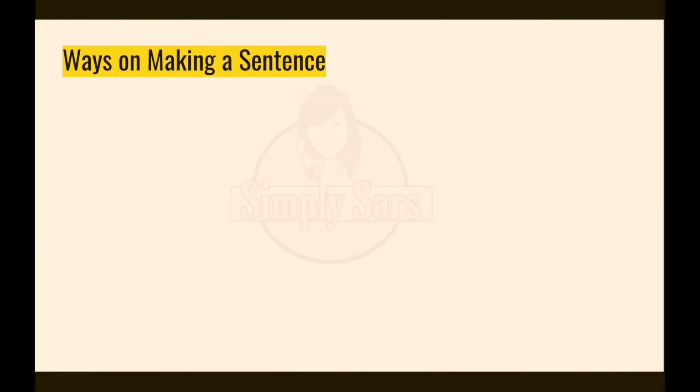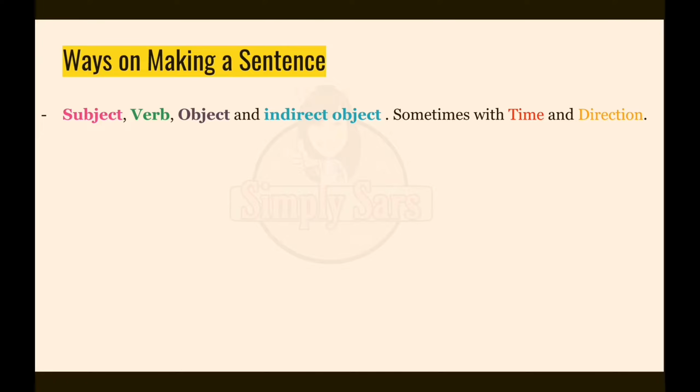So there are ways of making simple sentences, pero kailangan alam mo muna kung ano ang subject, alam mo ang verb, alam mo ang object or the direct object, at alam mo ang indirect object. So sometimes, siyempre, pagka ikaw ay medyo advanced na or maganda-ganda na yung pagkakagawa mo ng sentence structure, pwede mo nang lagyan ng time and direction. But then this is the simplest form of the sentence. May subject, may verb, at may direct object or indirect object.